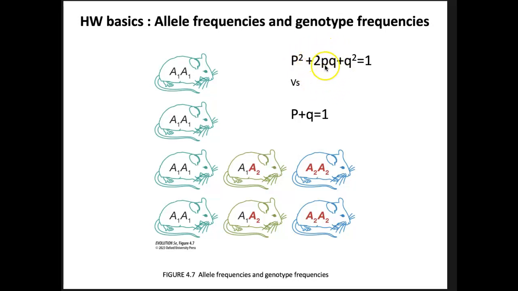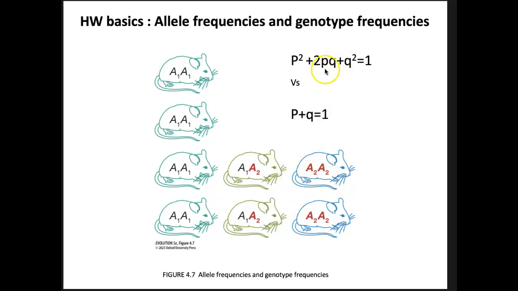2pq represents the individuals in the population that have heterozygous genotypes. This means these individuals have 1 copy of the dominant allele and 1 copy of the recessive allele in their genotype. That's going to be represented by the green mice in the middle here, so you can see that they have A sub 1 and A sub 2. Remember, we're doing bookkeeping right now, so we are delineating what these terms mean, and then we're going to figure out how we're going to count these individuals up, okay?